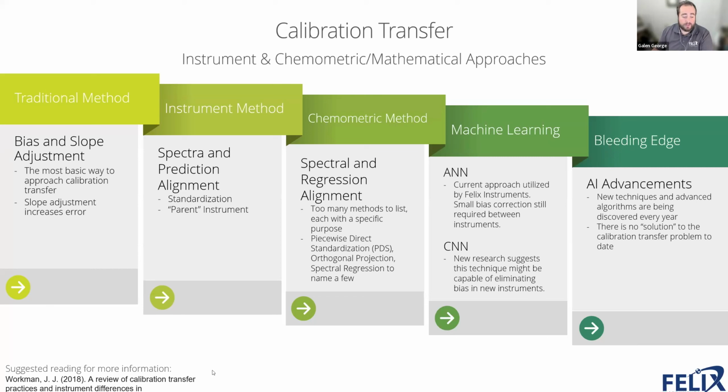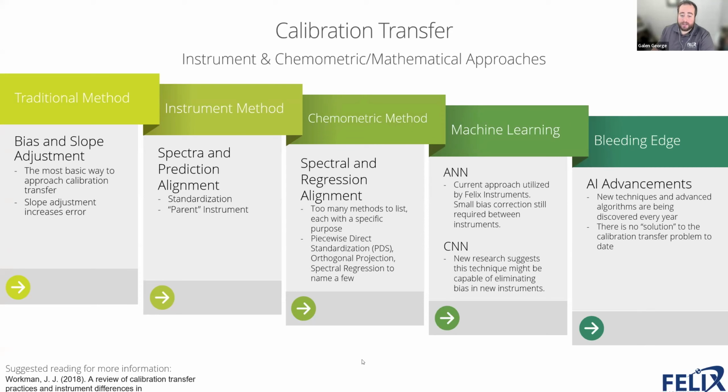I highly suggest a review that was published in 2018 in Applied Spectroscopy. It is a review of calibration transfer practices. I highly recommend giving it a look if you want to learn more about the chemometric methods involved in alleviating the problems that we see in calibration transfer. It is available if you just do a Google Scholar search. It is a free access article, so you should be able to read it.